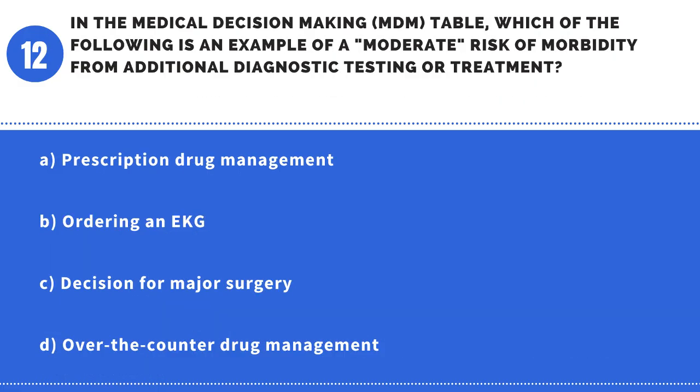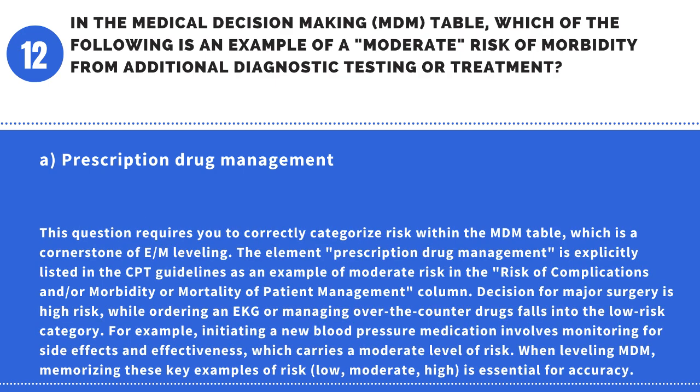Question 12. In the medical decision-making (MDM) table, which of the following is an example of a moderate risk of morbidity from additional diagnostic testing or treatment? A. Prescription drug management. B. Ordering an EKG. C. Decision for major surgery. D. Over-the-counter drug management. Answer: A. Prescription drug management.